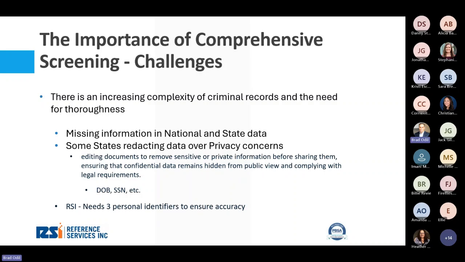And while that's important, if you're a thorough CRA like Reference Services, we need at least 3 personal identifiers to ensure accuracy. Some in our space will do that with 2 identifiers, but that becomes really, really risky. To give you an example, how many Jack Smiths are there across the country with the same birth year? That doesn't give you a lot of confidence that we have the proper Jack Smith in this case. So having a date of birth, having a full social, address history, things like that is really important to our industry.